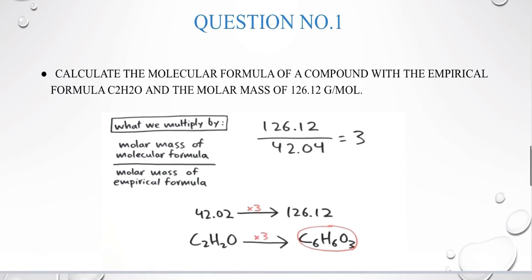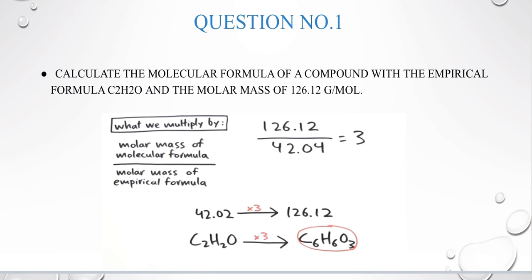So now there are two questions that will make it much easier. Be patient. Question number 1. Calculate the molecular formula of a compound with the empirical formula of C2H2O.